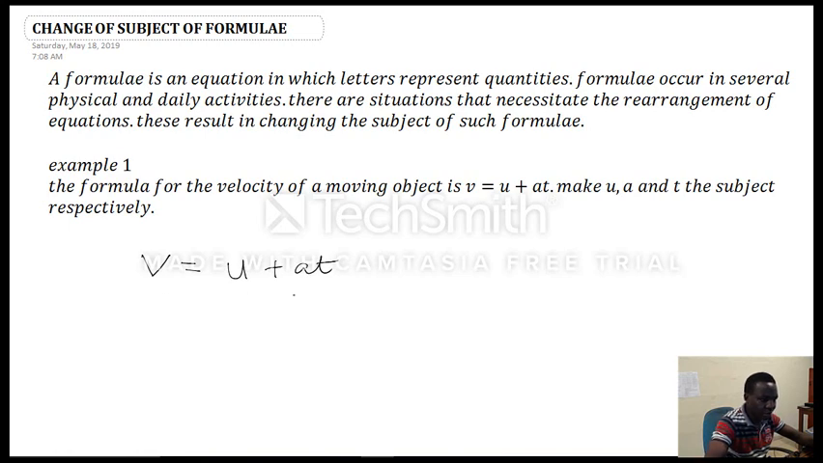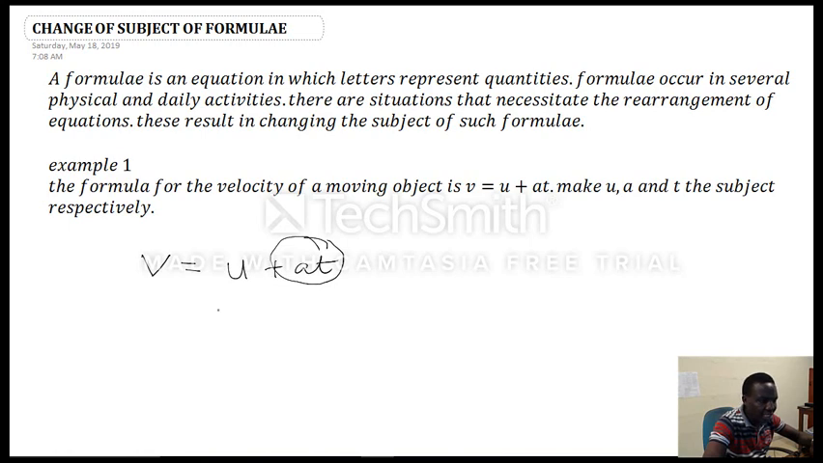Making u the subject of the formula means I'm going to take positive at from the right hand side to the left hand side. And how do you do that? In taking at to the other side of the equation, we undo what has been done in this equation. If you look at this equation, we have v is equal to u plus at. So at is that variable which needs to move to the other side of the equation, making u stand alone. So in order for us to undo that, we do the opposite of what has been done.